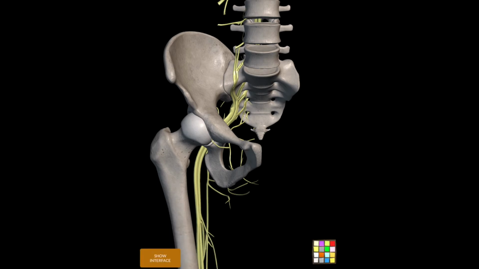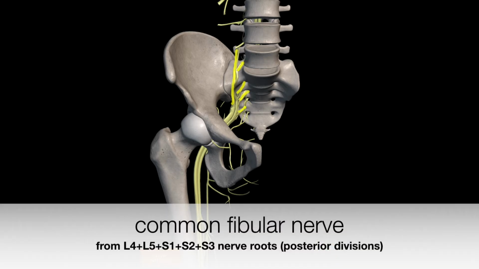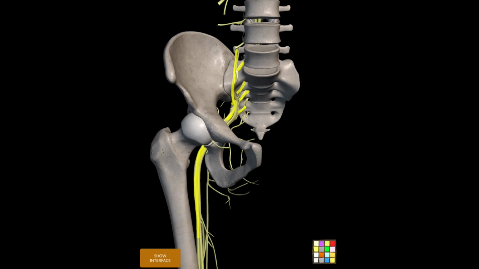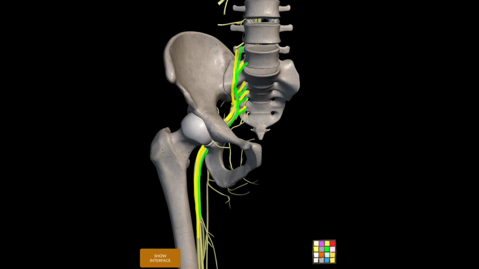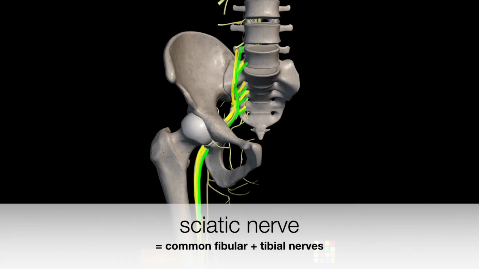The contributions from L4-5, the lumbosacral trunk, these are the posterior divisions, and they're joined by the posterior divisions of the S1, S2, and sometimes S3 nerve roots to form what will become the common fibular nerve. The anterior divisions of those same nerve roots, L4, 5, S1, 2, and 3, will form the tibial nerve, and the tibial and common fibular nerves travel together in the thigh as the sciatic nerve.